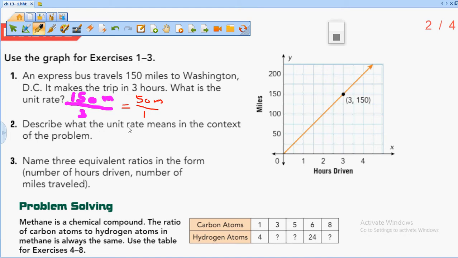Now we are going to explain what the unit rate means in the context of the problem. Look here, if I want to describe, the answer will be: for every hour driven, the bus traveled 50 miles. Again, for each hour, the bus traveled 50 miles. Now, name three equivalent ratios in the form number of hours driven, then number of miles traveled. So here I can say 1 and 50.